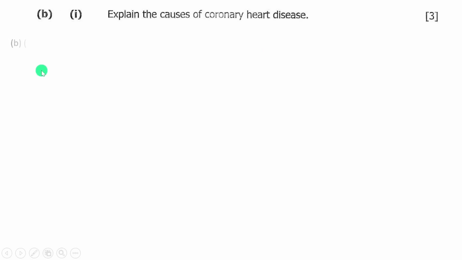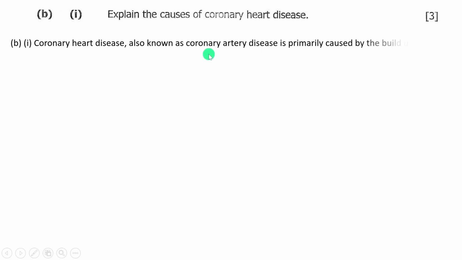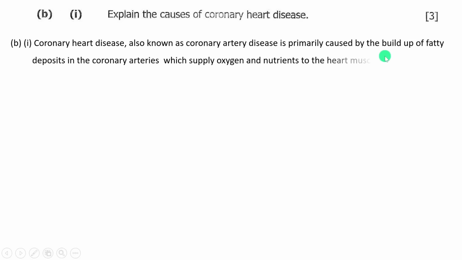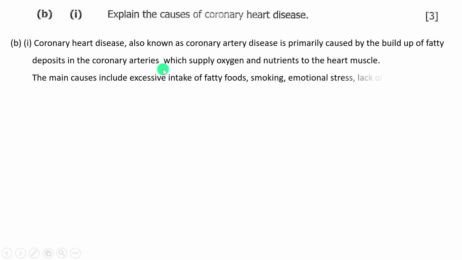So you can say that coronary heart disease, also known as coronary artery disease, is primarily caused by the buildup of fatty deposits in the coronary artery, which supplies oxygen and nutrients to the heart. You can say the main causes include excessive intake of fats, smoking, emotional stress, lack of exercise, etc. Then you can start explaining them one by one.